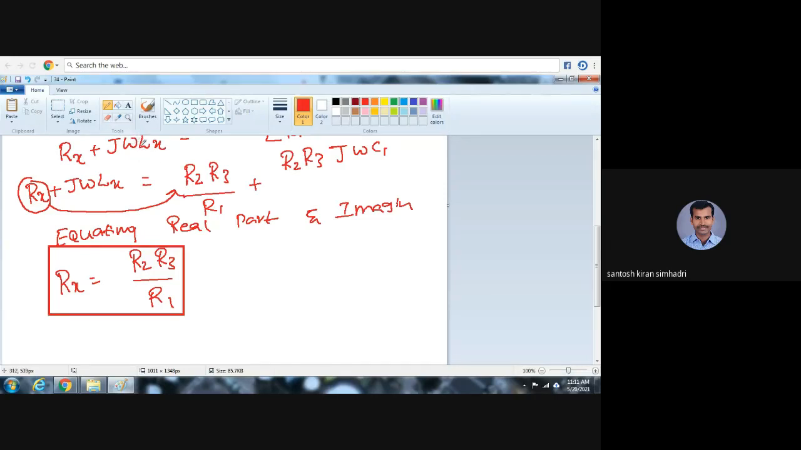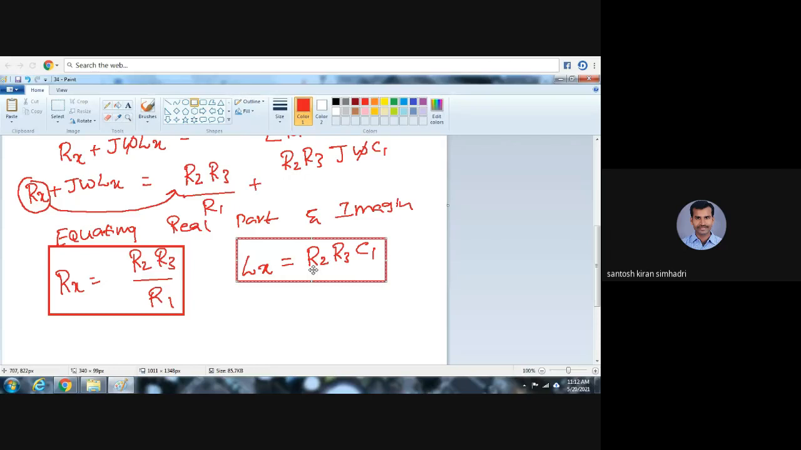Now what happened? This omega gets cancelled. Then what about the final Lx? Lx equal to... j also gets cancelled. That is the imaginary part. No need to cancel here. What is the final expression? R2 R3 into C1. This is the capacitance. Hence proved for our Maxwell's. So if you extend the Wheatstone bridge, we can easily find the inductance also. This is the beauty of the Maxwell's bridge.